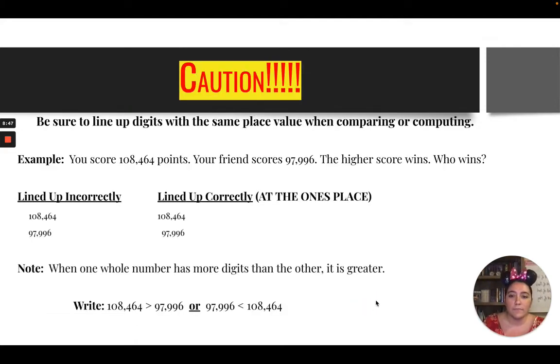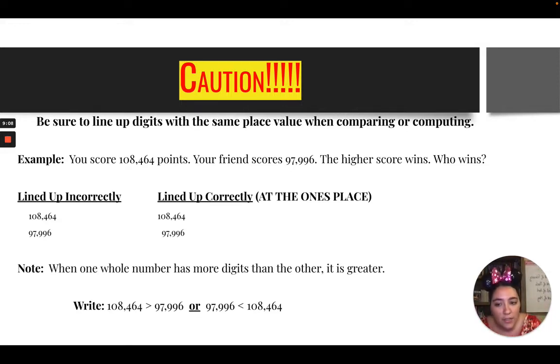14,294. All right, caution. I mentioned in the last slide, be sure to line up the digits with the same place value when comparing or computing, like adding, subtracting. So example, you score 108,464 points. Your friend scores 97,996. The higher score wins. Who wins?